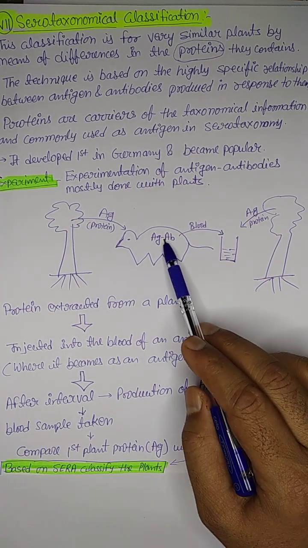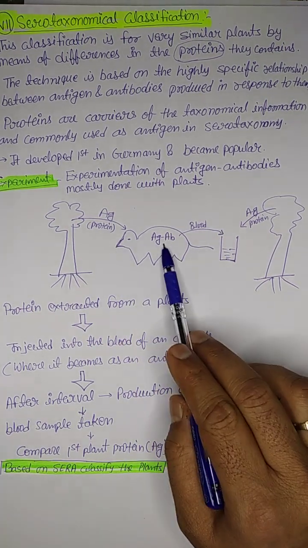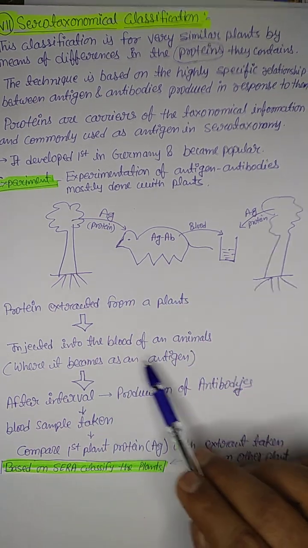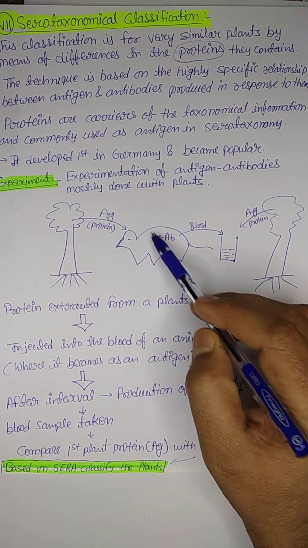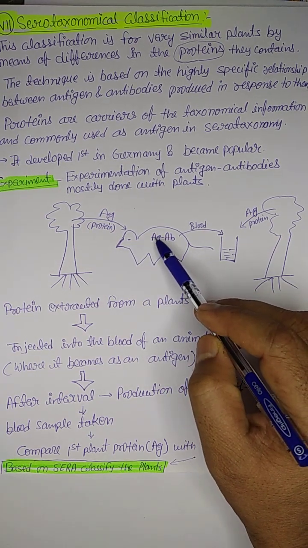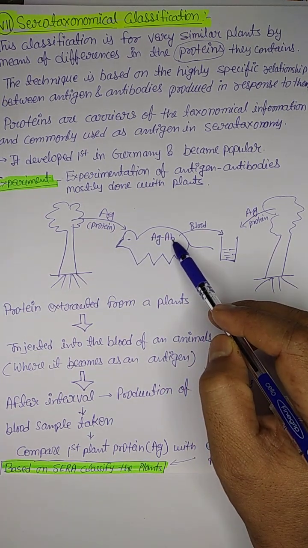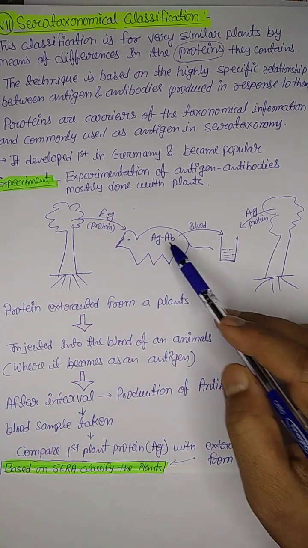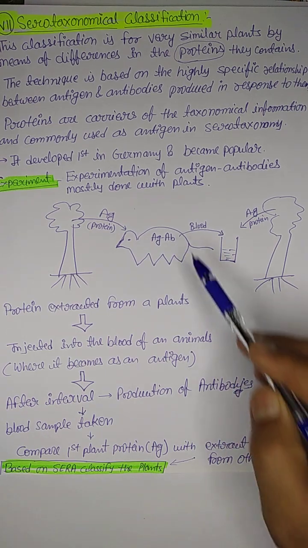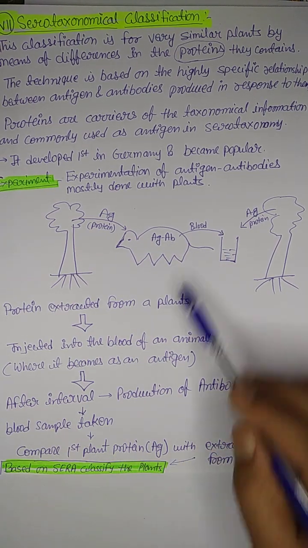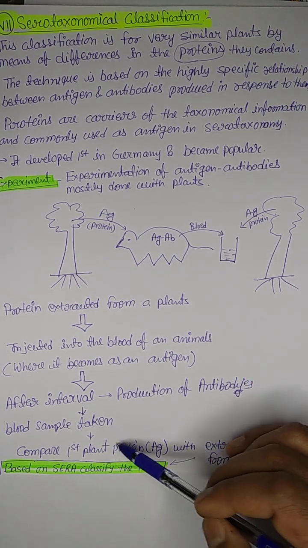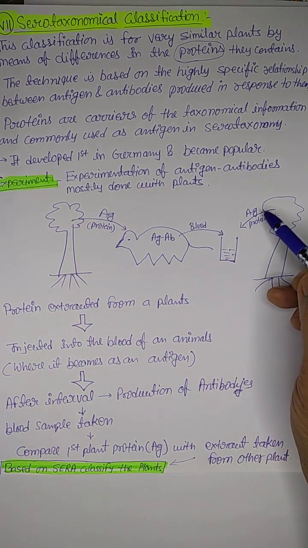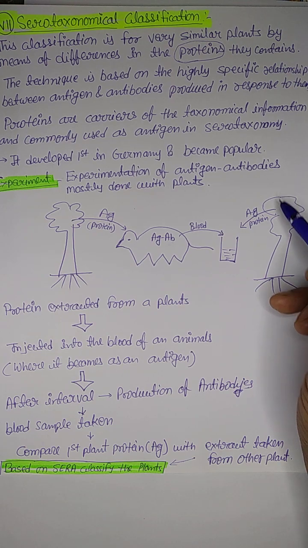Let us take the example of a rat. This will be injected into the rat, where it becomes an antigen, and in response to this antigen, antibodies will be produced. After some interval, the production of antibodies takes place in the animal body, and then later on a blood sample will be collected and the first plant protein, or this antigen, is compared with the extract taken from the other plant.